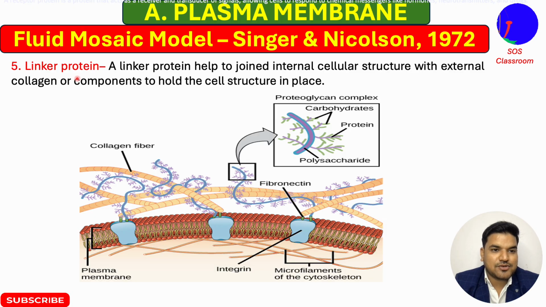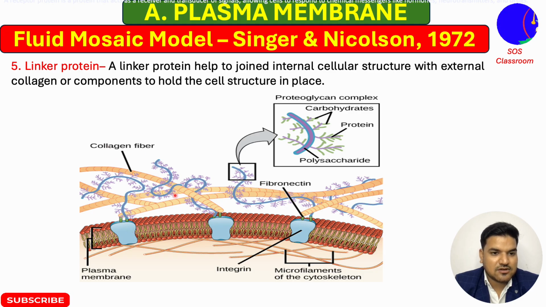Next is the linker protein. The linker protein has to join the internal cellular structure with the external collagen component to hold the structure in place. You can see this is the plasma membrane and this is the linker protein. A linker protein inside is attached to the microfilaments or cytoskeleton, like microtubules and intermediate filaments. These are the microfilaments, and on the outside it is attached to the collagen fibers.